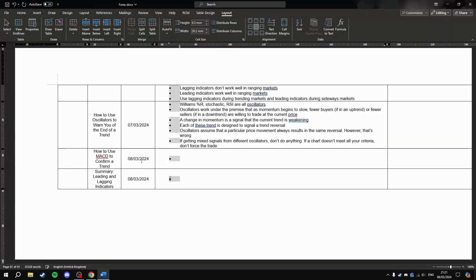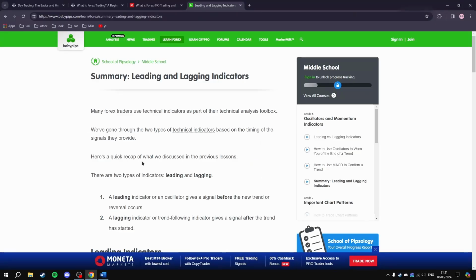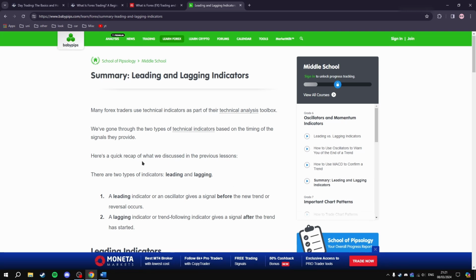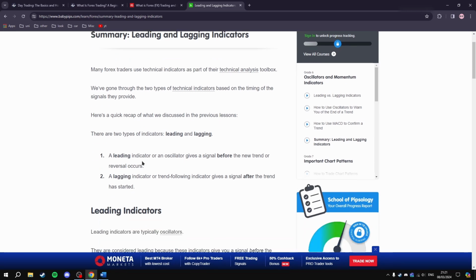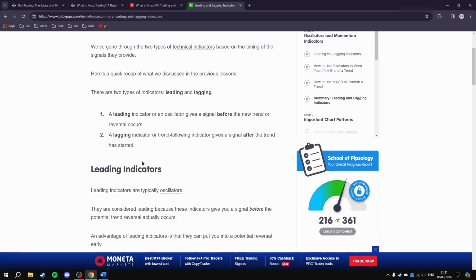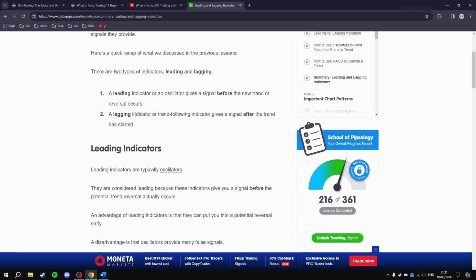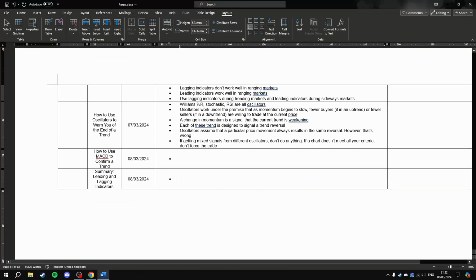So many Forex traders use technical indicators as part of their technical analysis toolbox. We've gone through the two types of technical indicators based on the timing of the signals they provide. Here's a quick recap of what we discussed in the previous lessons. There are two types of indicators, leading and lagging. A leading indicator, or an oscillator, gives a signal before a new trend or reversal occurs.